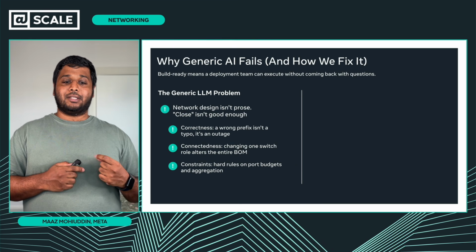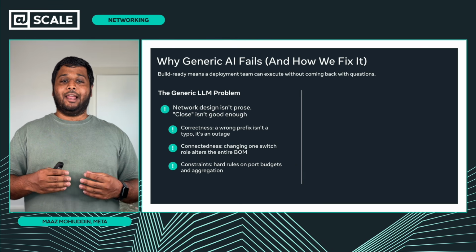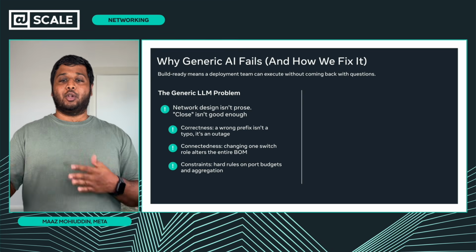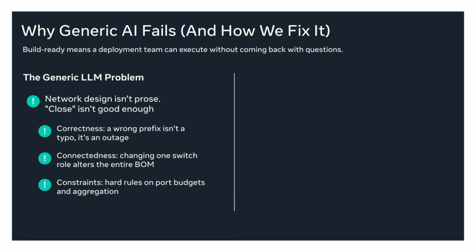It's for these reasons that a generic LLM cannot directly solve this problem. By a generic LLM, I mean a coding LLM, because network is not really code. For code, close enough is usually sufficient. You have good unit tests that tell you when you're going wrong. For network, there is a very high correctness bar. There's also a connectedness criteria. If you change one role, that can cause a ripple effect in the entire BOM.